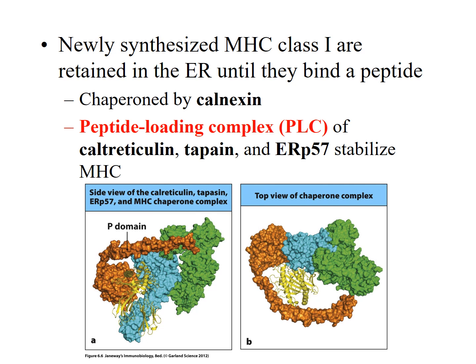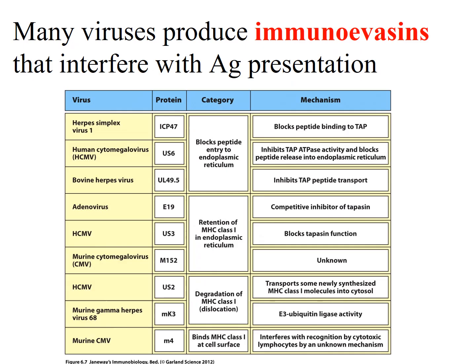We see that the peptide loading complex, that scaffold of calreticulin, tapasin, ERP57, they hold everything in place as it's showing here. Down in here, you see this right there, the yellow right here, that is the MHC class I. All the rest of it is scaffolding, holding it in almost the correct conformation for an epitope to load in.